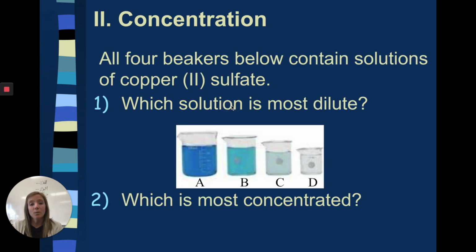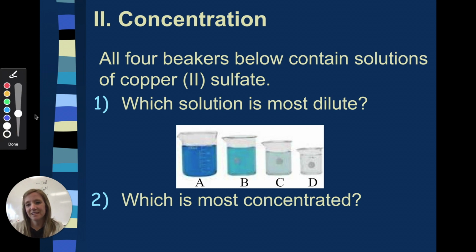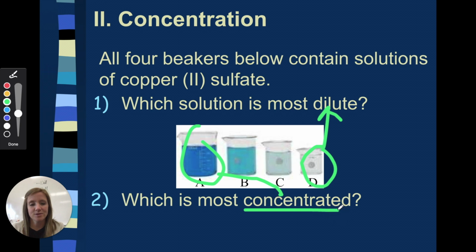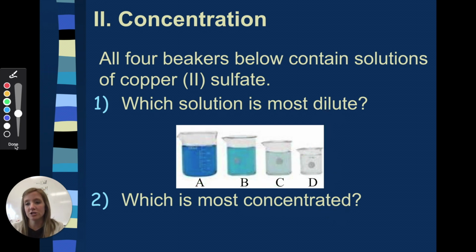Okay, here we go. Let's do these two questions for two smiley faces. All four beakers below contain solutions of copper 2 sulfate. The first question says, which solution is the most dilute? The second question says, which is the most concentrated? I'll give you 30 seconds to make your choice. It's not quite 30 seconds, but I think you probably got it by now. If you selected D as most dilute, you are correct. You have a smiley face. If you selected A as most concentrated, you can have a second smiley face. Once again, that's the connection of color to concentration.